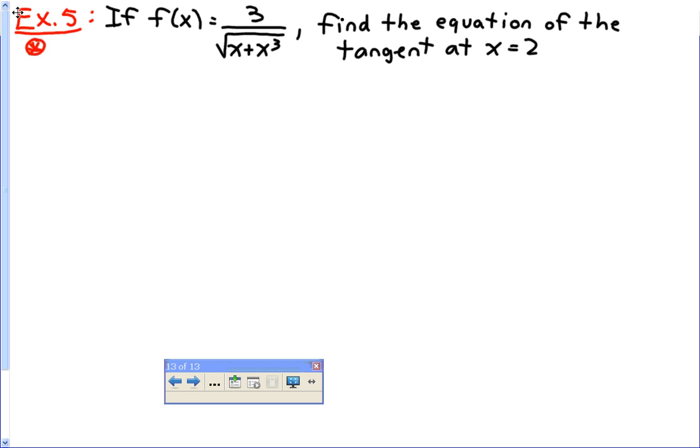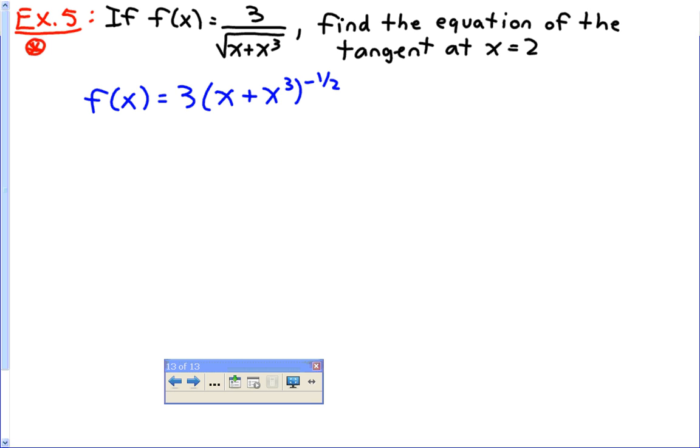h of x is equal to this. What is another way I can write h of x? 3 times... Okay, hold on a sec, we'll not do the derivative here. In general, when I see division by a square root, what should I change that into? Yes, negative 1/2. So I'm going to write it as 3 times x plus x cubed to the negative 1/2. That should be the absolute first step.